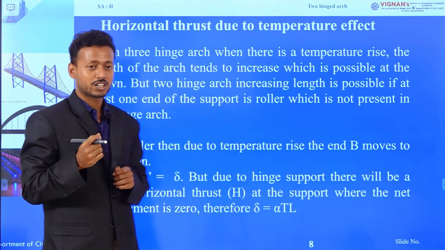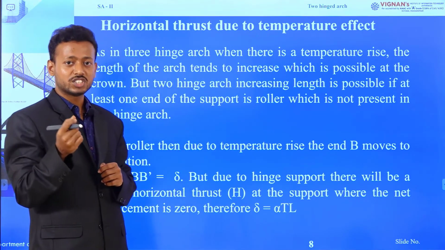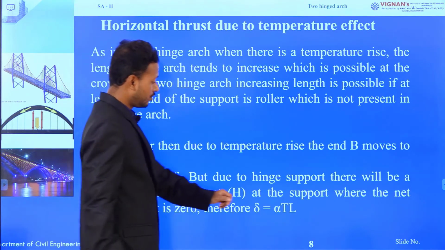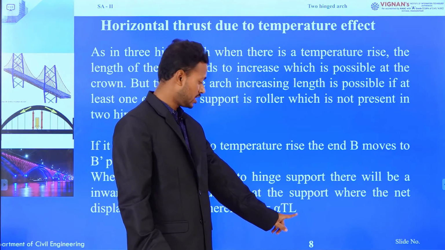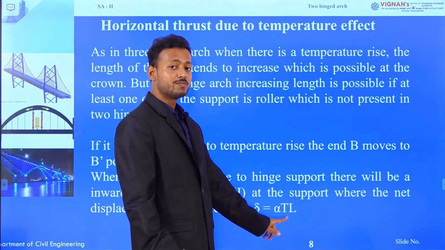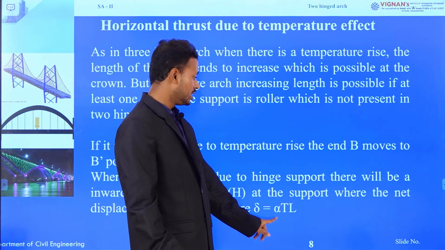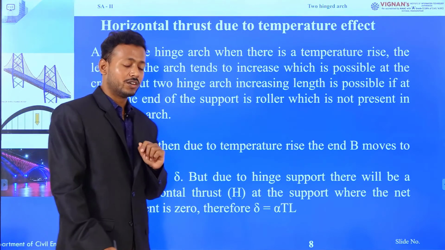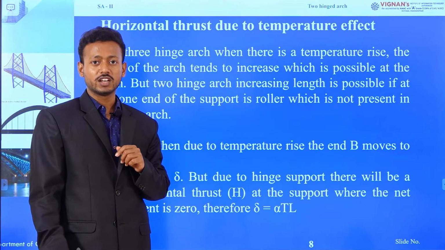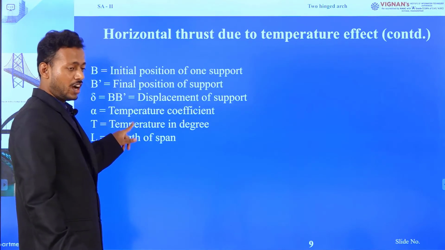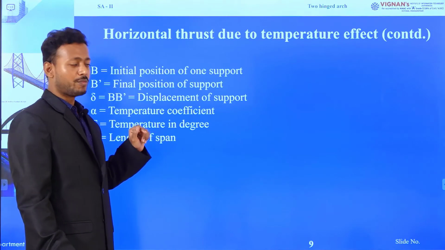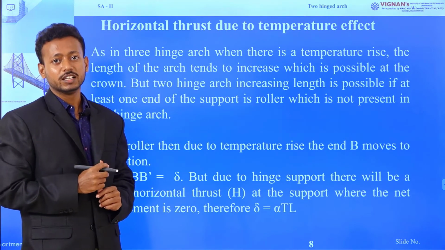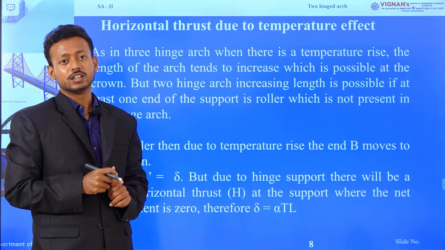In the 12th standard we have already learned that the change due to temperature is L alpha T, where L is the initial length of the structure, T is the temperature variation, and alpha is the coefficient of thermal expansion. Now, we will apply a condition. Applying this condition, we will find out the net length after the variation of temperature. We will apply the condition that the supports of the arch are fixed or hinged.